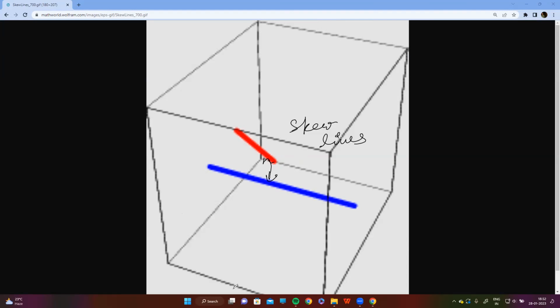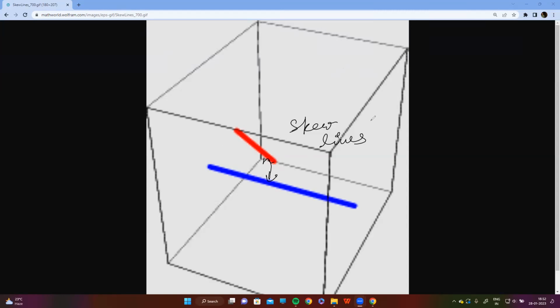So I just wanted to know what is in your syllabus. Do we need to cover foot of perpendicular and image of the point as well? We have image of the point, sir. Image of the point, got it. Right.